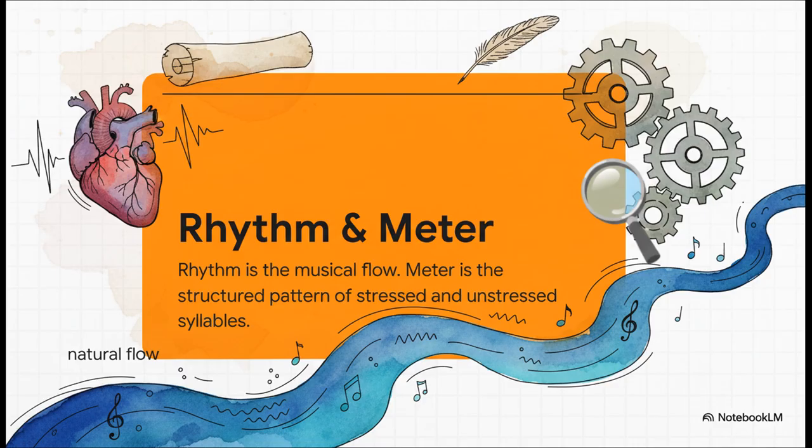Which brings us to rhythm. Just think of it as the poem's heartbeat. It's that musical flow you feel when you read it, created by the pattern of stressed and unstressed syllables. When that pattern is super regular, we call it meter. And you might not even notice it consciously, but rhythm has a huge effect on how a poem feels.